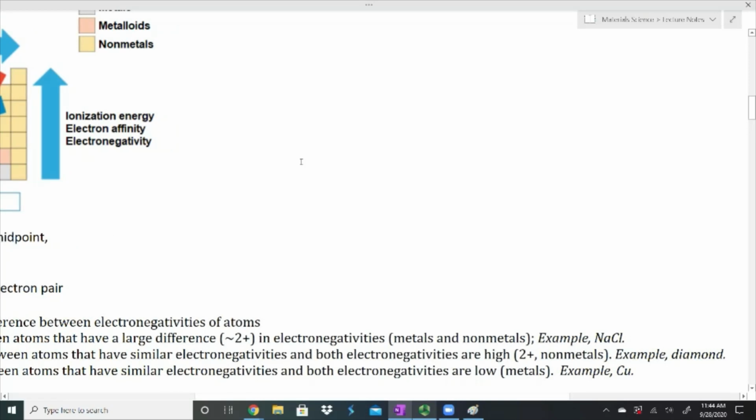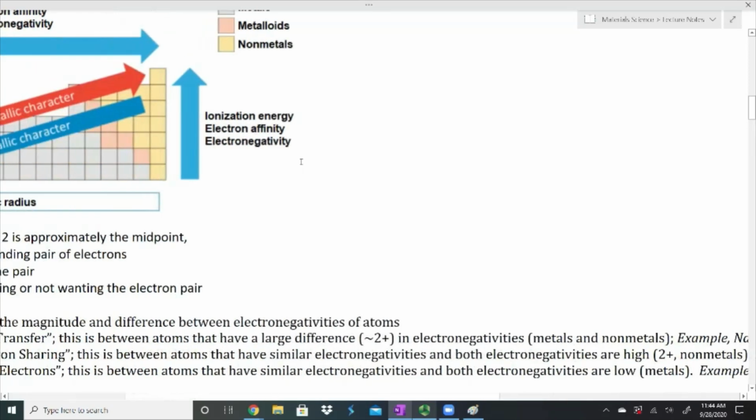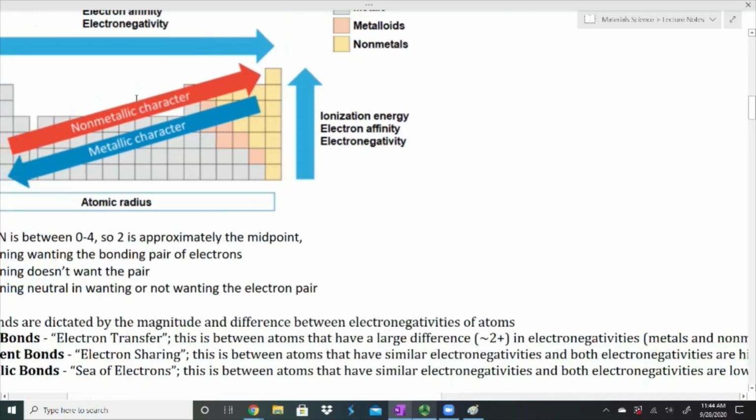An example would be something like diamond. A diamond is carbon, it is a nonmetal, and so when it bonds to other carbons, it doesn't want to transfer any of its electrons over to the other atom. It's willing to share them, but it's not willing to give them up.